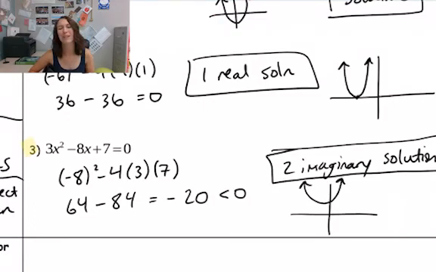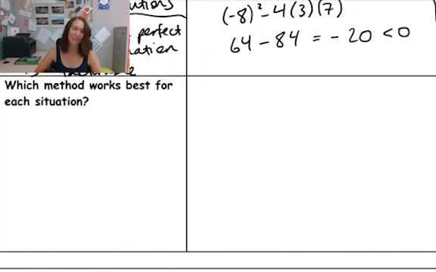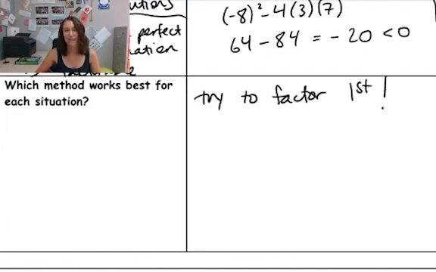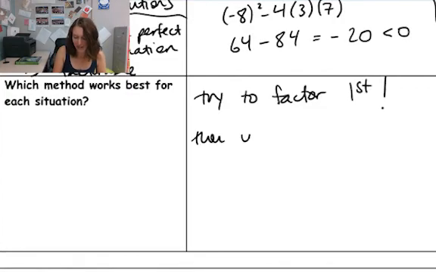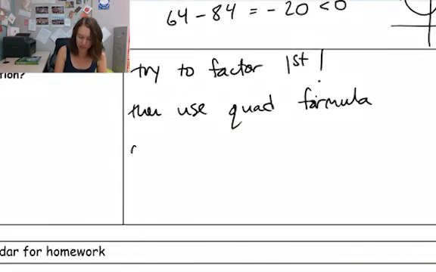Oh, no, it's not. Oh my gosh, I'm so sorry. There's one more piece here. Which method works best for each situation? So really quickly, what I always do is I always try to factor first. If I can't factor, then I use the quadratic formula. Factoring is just faster. You can also check to see if something is factorable by using the discriminant.